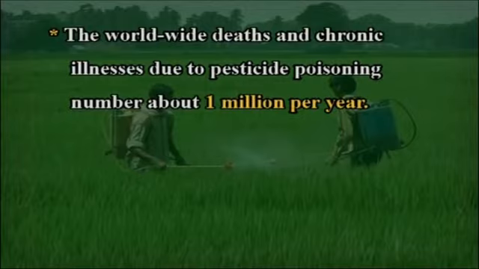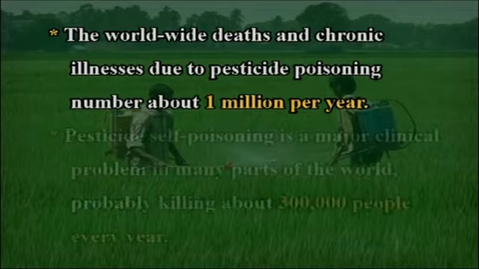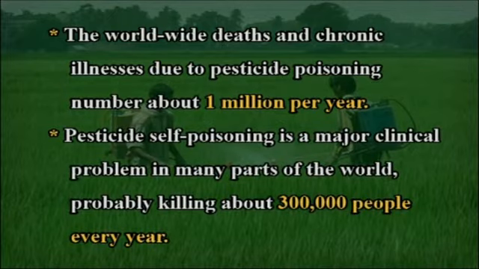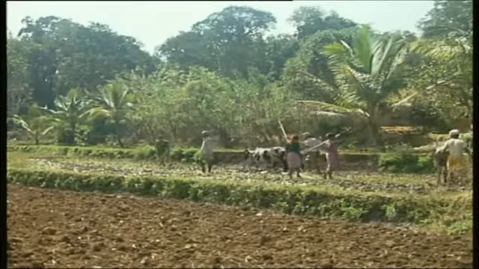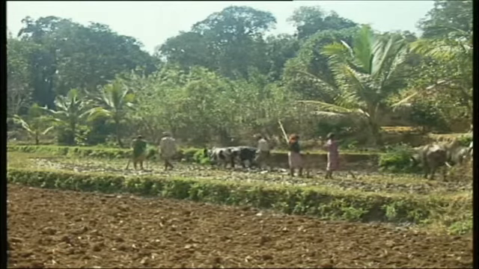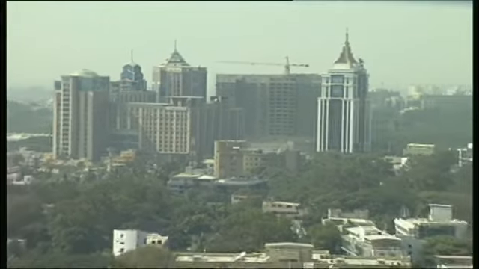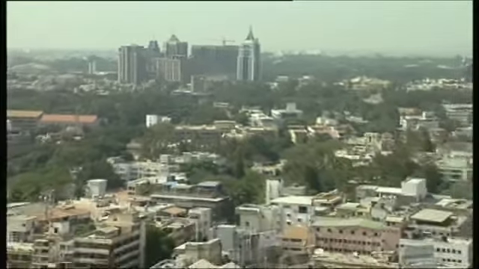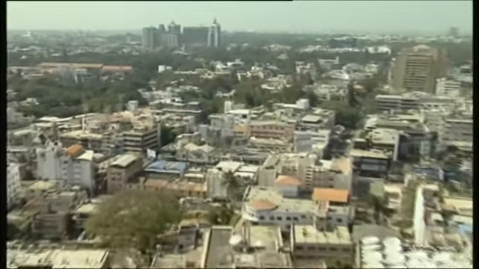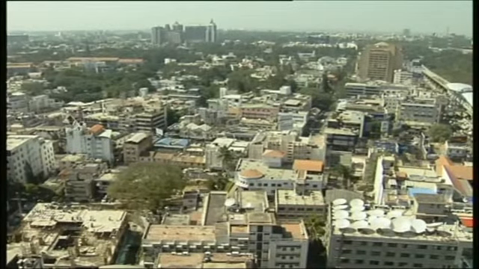The worldwide deaths and chronic illness due to pesticide poisoning number about 1 million per year. Pesticide self-poisoning is a major clinical problem in many parts of the world, probably killing about 3 lakh people every year. Although most deaths occur in rural areas of the developing world, pesticide poisoning is also a problem in industrialized countries where it may account for a significant proportion of deaths from self-poisoning that do occur.